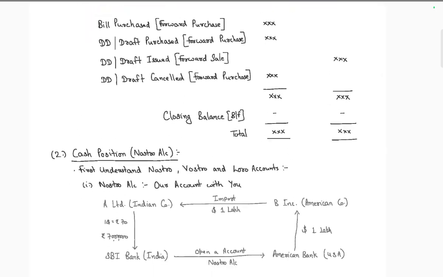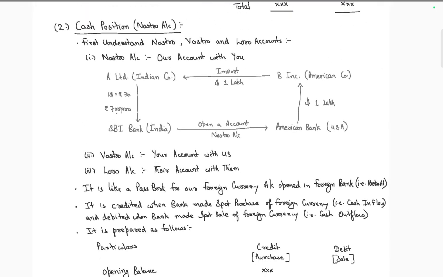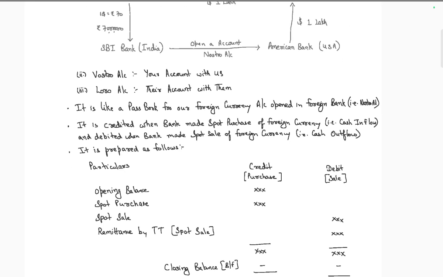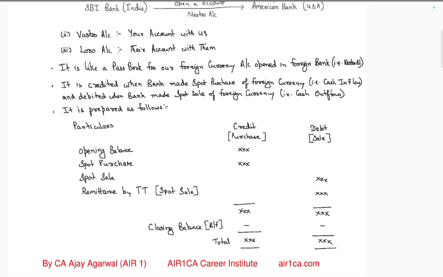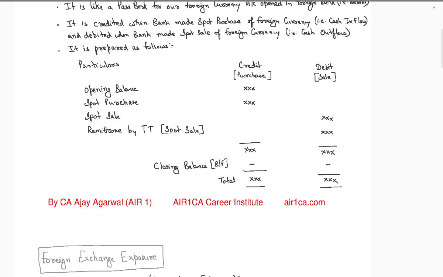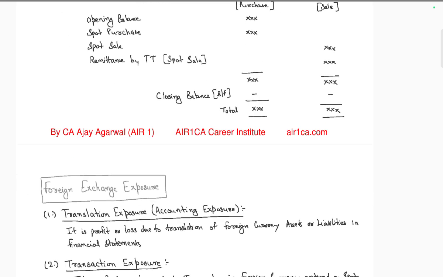The total cash position and the nostro account. The nostro and the vostro account: nostro is our account with you, vostro is your account with us. It is the passbook of our foreign currency account. It is credited when the bank makes a spot purchase and debited when the bank makes a spot sale. Prepare with the opening balance, spot sale and remittance.